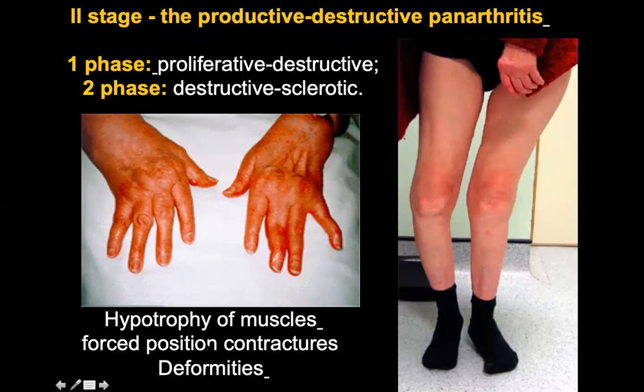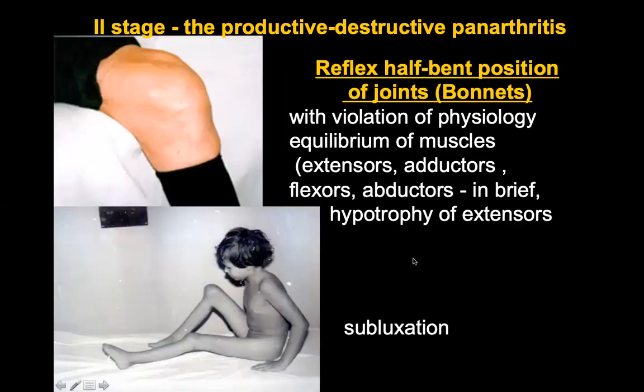Because of this, hypertrophy of muscles will also be seen in this patient. Also, in this phase, you will see forced contractures and deformity of joints. In some cases, you could see subluxation. For example, in this child, subluxation of the patella and contracture of the knee.